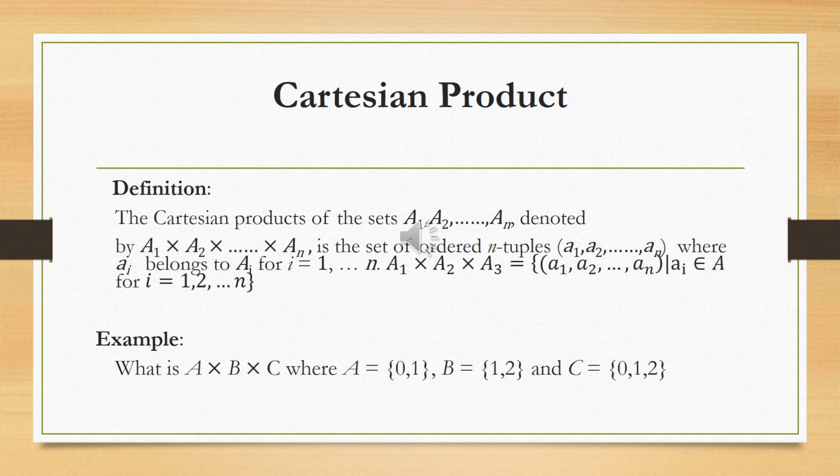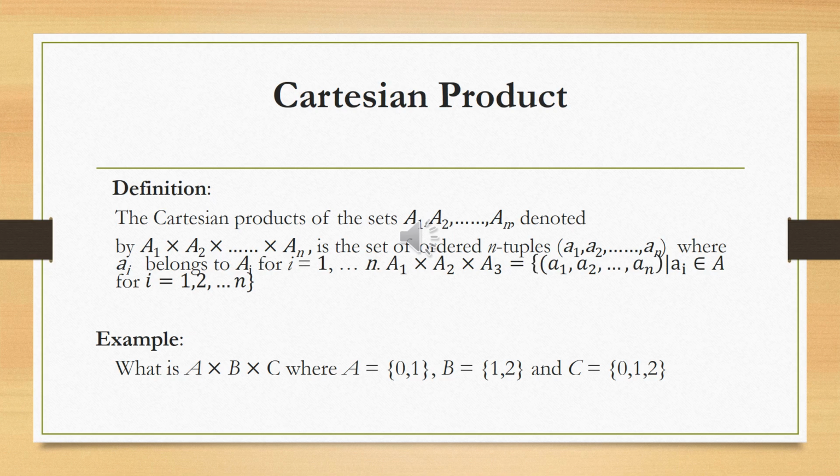So, Cartesian product continues. The Cartesian product of the sets A1, A2, all the way to An, denoted by A1 cross A2 cross all the way to cross An, is the set of ordered n-tuples (a1, a2, all the way to an), where ai belongs to the set Ai.